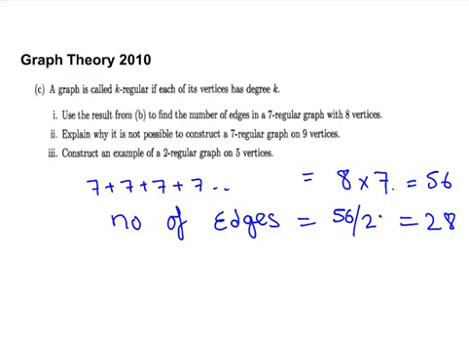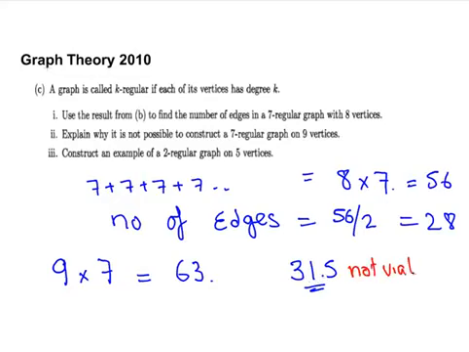Now, explain why it is not possible to construct a 7-regular graph on 9 vertices. Okay, so let's just try and get the solution out first off. So the sum of the degree sequence would be 9 times 7. 9 vertices, each of degree 7. That will give you a sum of the degree sequence of 63. So the sum of the degree sequence divided by 2 is 31.5. That's not viable. You can't have that. So, not viable. You can't have 31.5 edges in a graph. It must be a whole number. It must be a natural number. So, that is why it is not viable.